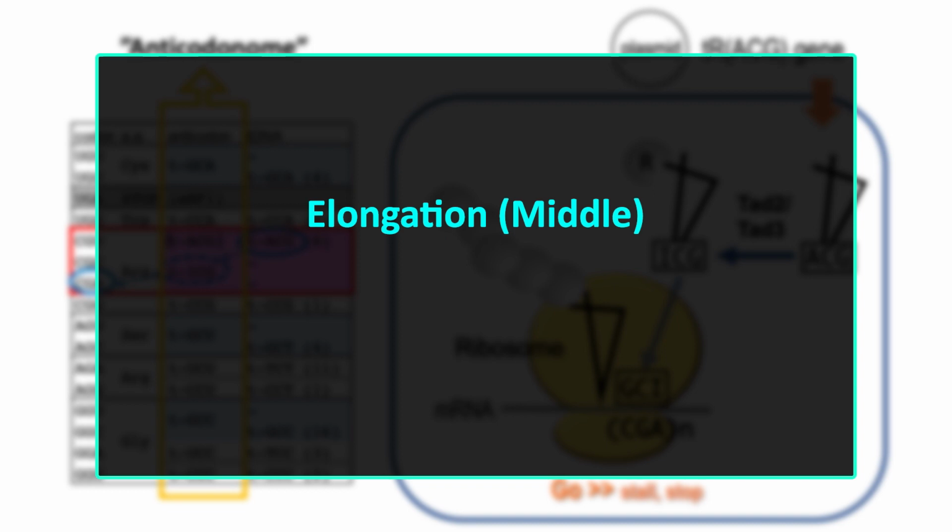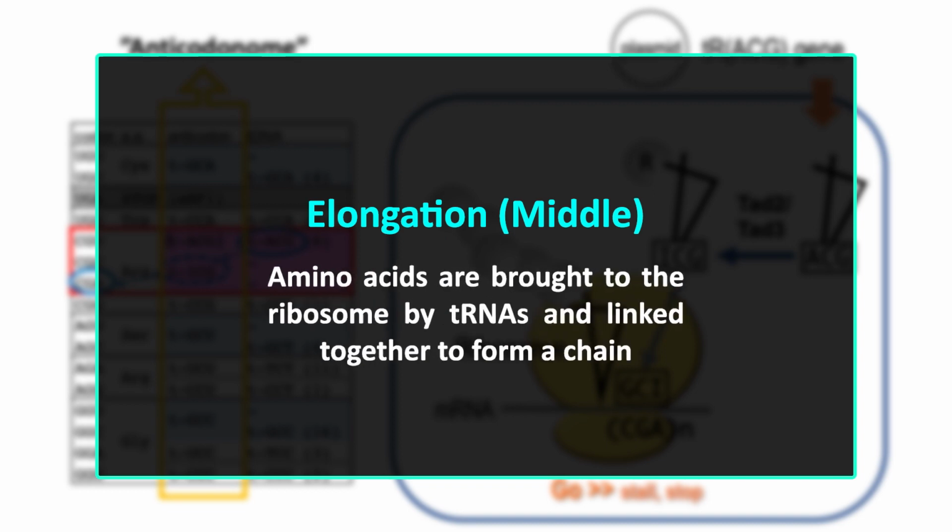Then the elongation, that is the middle. In this stage, amino acids are brought to the ribosome by tRNA and linked together to form a chain. Then the third is the termination, or end.